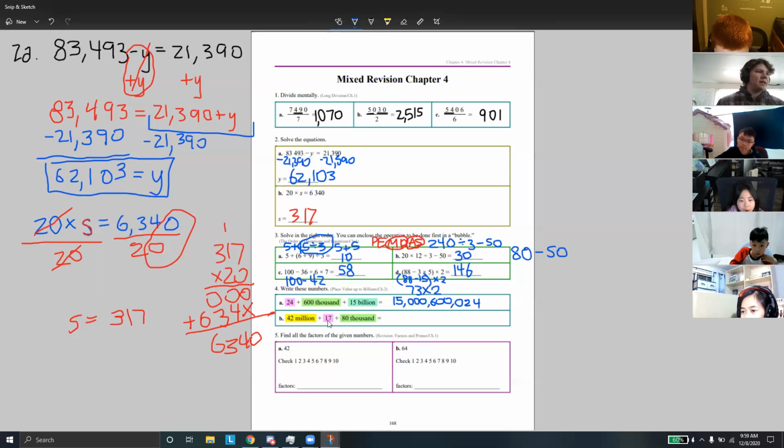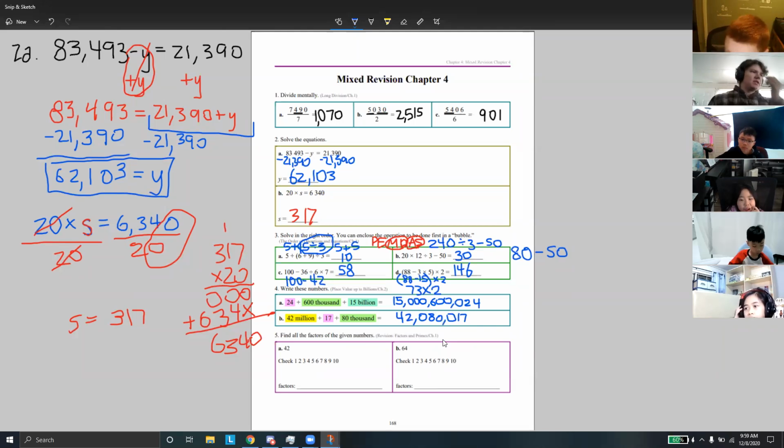Next, we have 42 million, 17, and 80,000. So we're going to have 42 million. How many thousand? 80,000. So 0 in the hundred thousands, and 80,000. And 17.